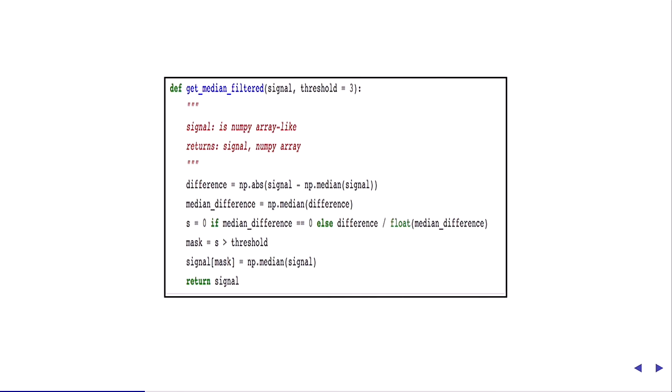So this is quite a simple approach. We first get the difference by subtracting the median of the signal. This difference is called the median absolute deviation. And then we get the median of that median absolute deviation, and then look at the median difference. If it is smaller than some threshold, this threshold is arbitrary, and it depends on how much you want to capture or how much you want to preserve the variance of the signal. And then we put a mask based on that threshold and then return the signal.